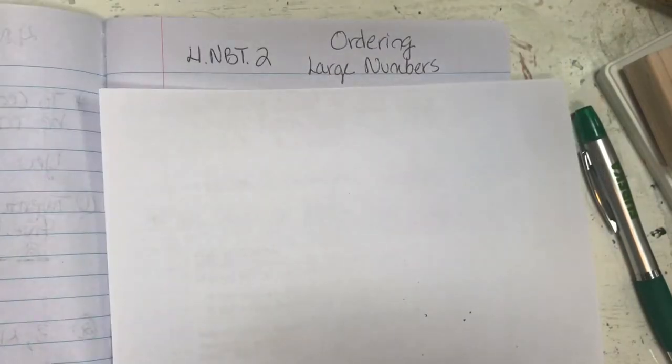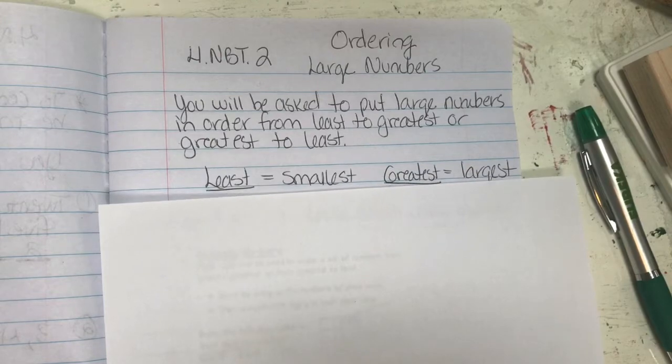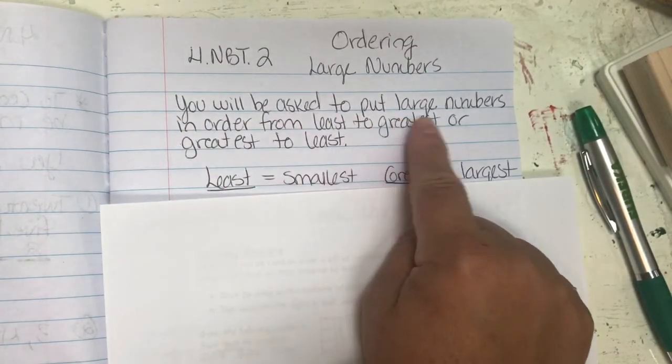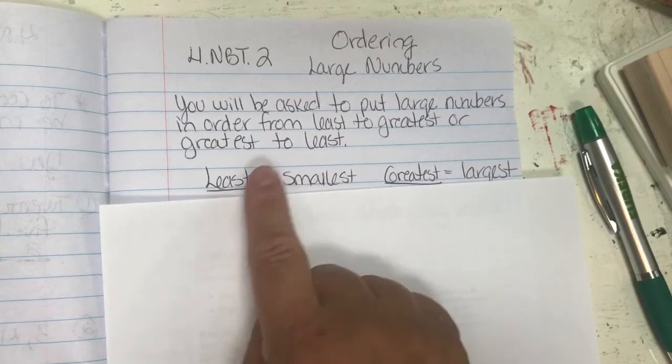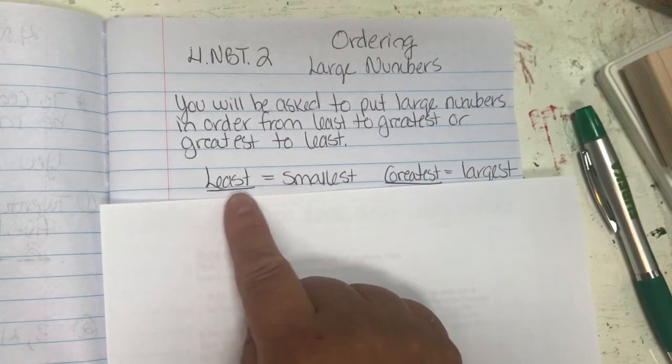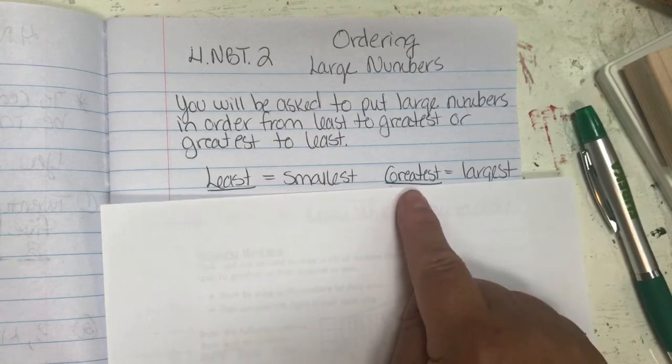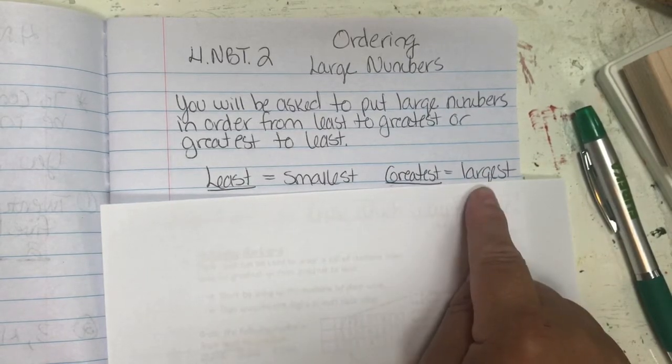Okay, first thing we're going to do is start by heading our paper with what we're learning, and we are talking about ordering large numbers. You will be asked to put large numbers in order from least to greatest or greatest to least. Please remember that least is a synonym for the word smallest and greatest is a synonym for the word largest.